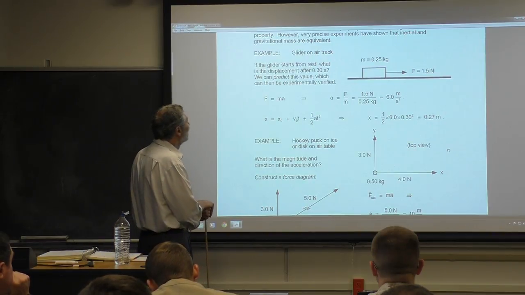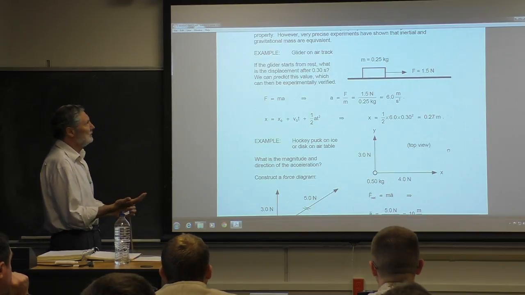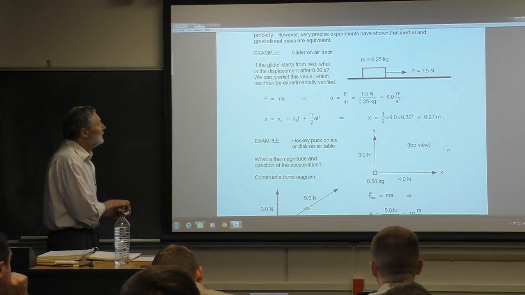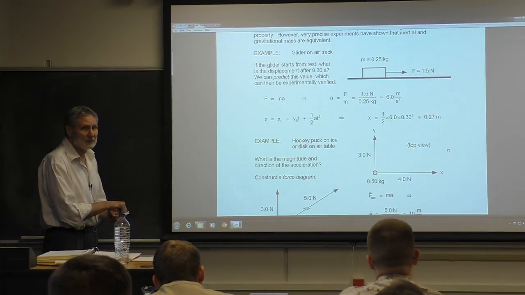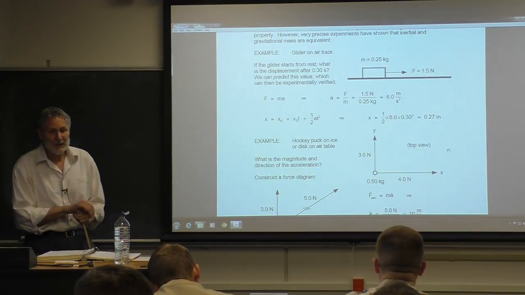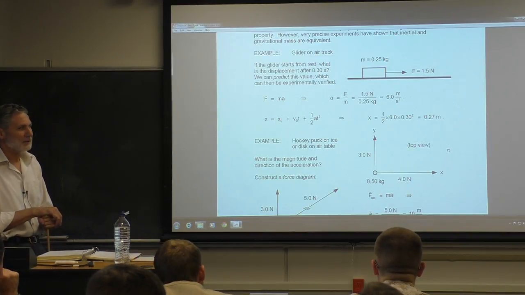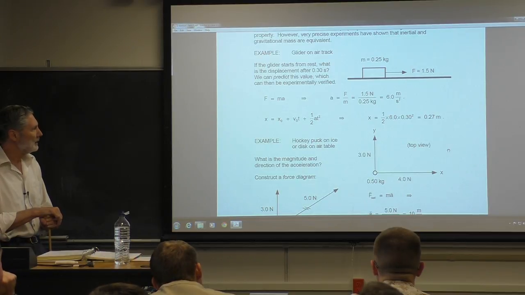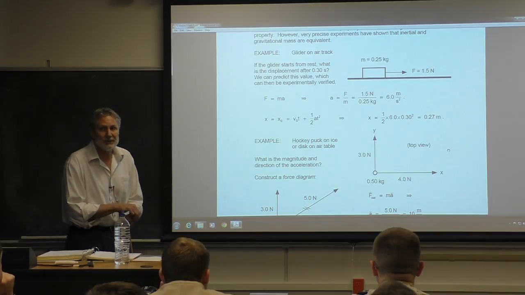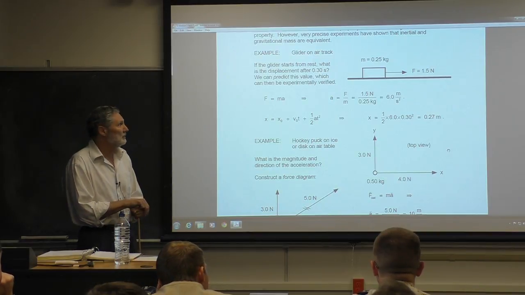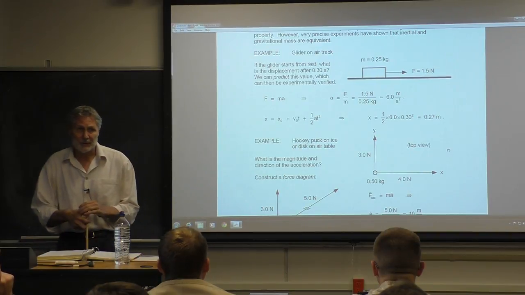So the glider starts from rest. We apply this force at time t equal to 0, and we want to know what the displacement is after 0.30 seconds. Now, you might think, oh, we've done this before. No, we haven't. We've done it before if we were given the acceleration, but we're not given the acceleration here. The information we're given is just the mass and the force and the geometry. So this is different now.